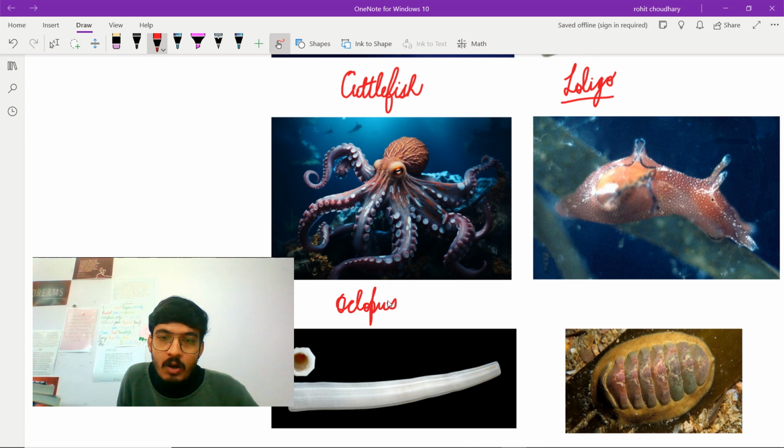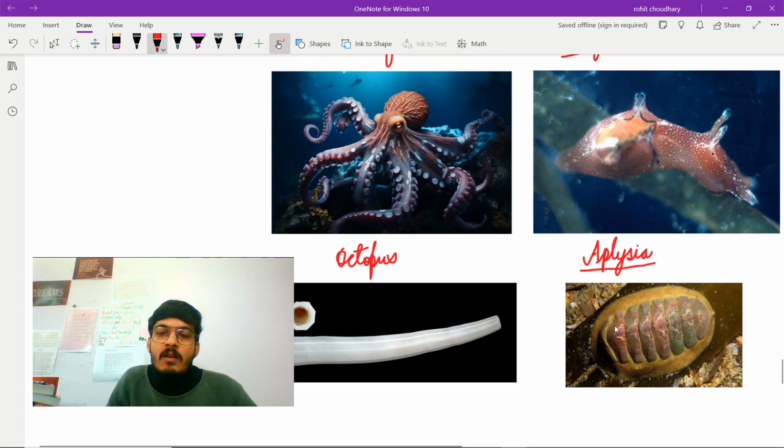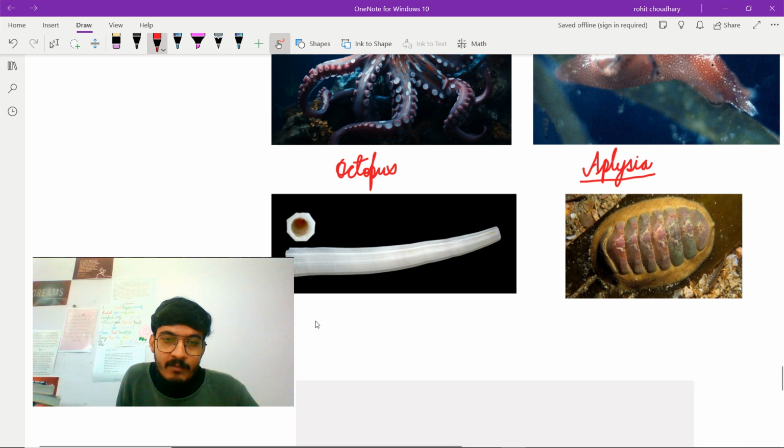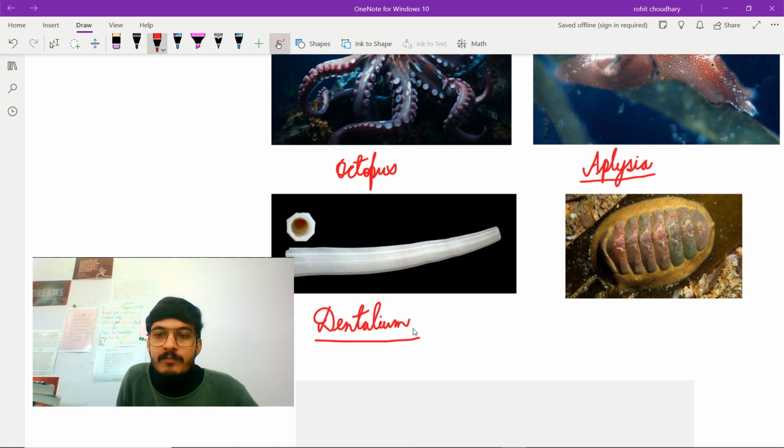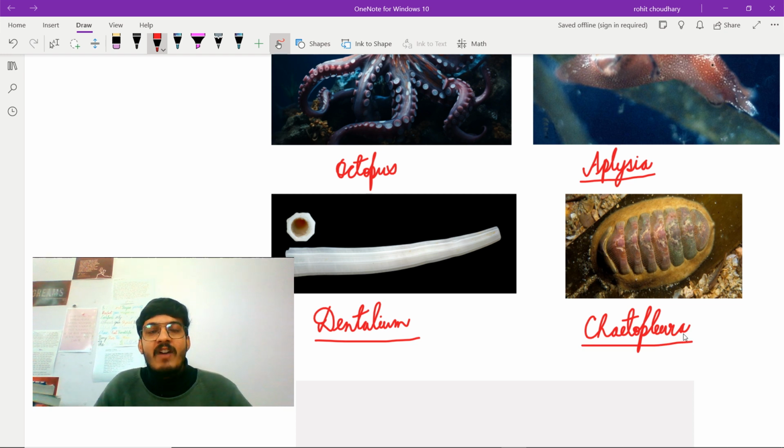This is Aplysia, commonly known as sea hare. The next picture is of Dentalium, commonly known as tusk shell. And this last picture is of Chetoplura, commonly known as chiton. So this was all about the phylum Mollusca. I hope you all have enjoyed this lecture.